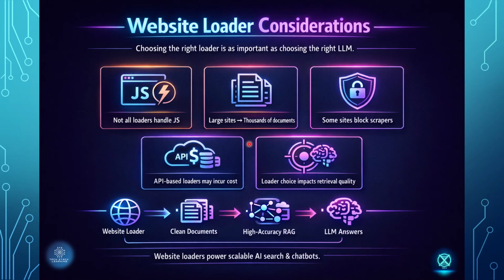Some sites actively block bots or scrapers through robots.txt or rate limiting, and API-based loaders may introduce additional usage cost also, right? So most importantly, the loader you choose directly affects the quality and accuracy of your RAG system, so making the right loader selection is as critical as choosing the right LLM, right?